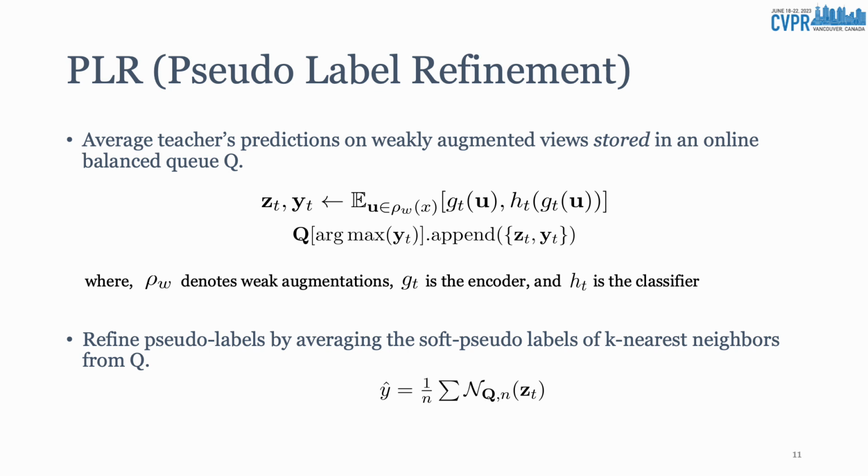We store the average teacher's predictions and the corresponding feature representations on weakly augmented views of test images in an online balanced queue. The refined pseudo-labels are then obtained through soft voting of k-nearest neighbors of the current test images from the online queue.